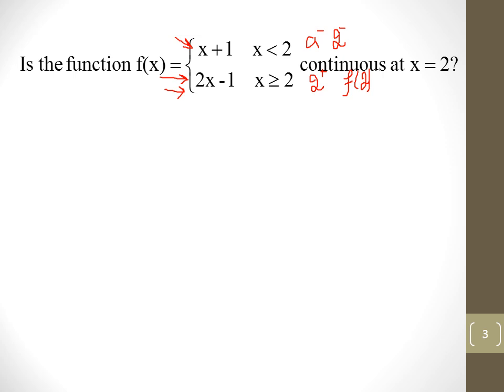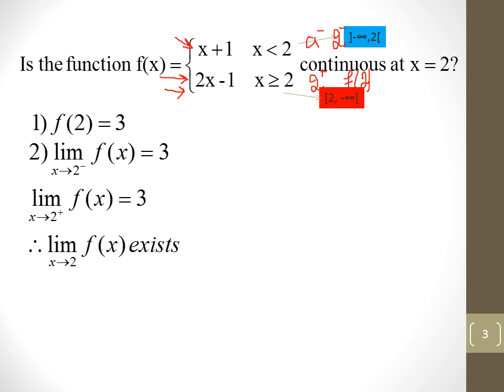Now, f of 2 we should replace in this one because this is x equals 2. When you replace x by 2, you get 2 times 2 is 4, 4 minus 1 is 3. Now we are going to find the limit when x tends to 2 minus and the limit when x tends to 2 plus. They should also give me 3, or else it will not be a continuous function.